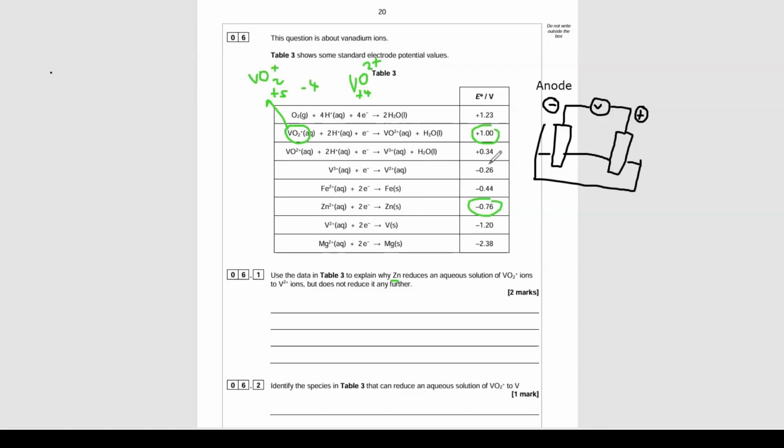And then, if we go down here to V3 plus to V2 plus, -0.26. So it's still more negative, and it can give electrons to the V3 plus to make it V2 plus. So we need to put that down, and there are 2 ways you can argue this point, and you need to make sure you know these, because this is a very common question that people lose marks on, explaining why the zinc can reduce those.